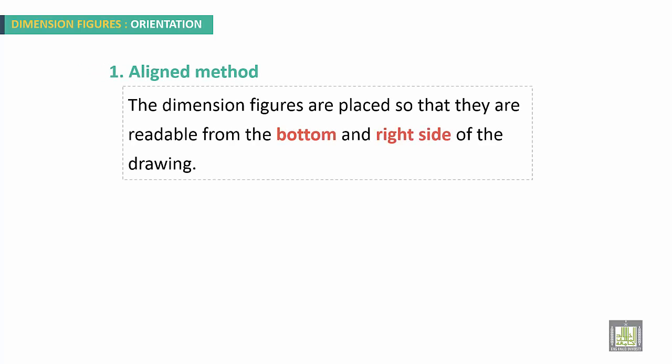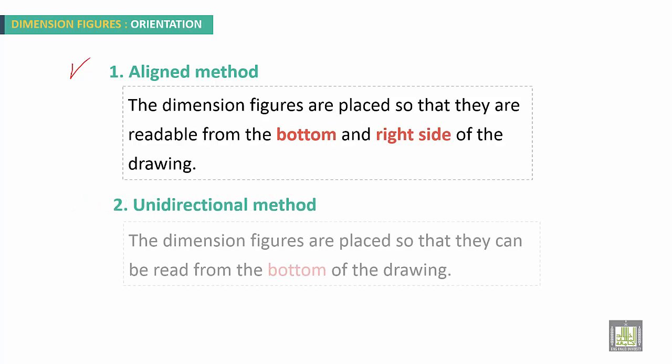Dimension figures orientation. First method is called aligned method. The dimension figures are placed so that they are readable from the bottom and right side of the drawing. Second method is called unidirectional method. The dimension figures are placed so that they can be read from the bottom of the drawing.